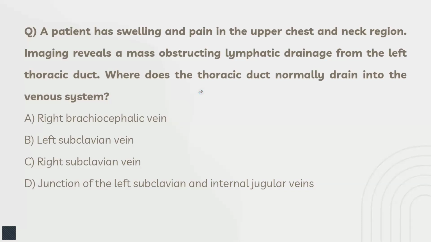A patient has swelling and pain in the upper chest and neck region. Imaging reveals a mass obstructing lymphatic drainage from the left thoracic duct. Where does the thoracic duct normally drain into the venous system?